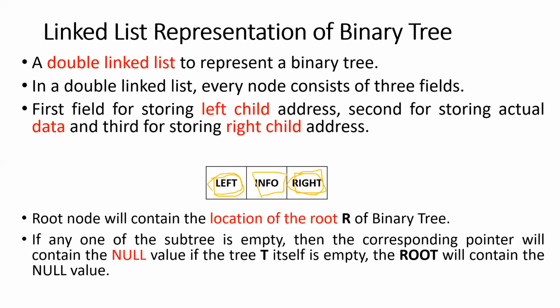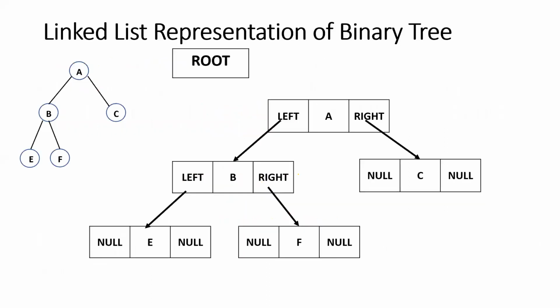So I will show how the implementation is done. The root is a pointer, as I told, which will have the starting address of the root node. In the root node, again we will have three pieces of information. One will be the left child address. Second will be the information or key value. So in that binary tree, if A is the key value in the root node, A will be stored in the information position. The address of the right child will be stored in the right part. So we'll see how it is done.